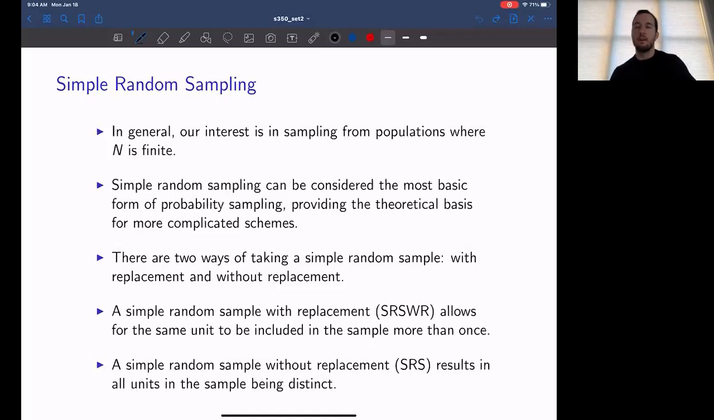All right. Now what we're going to do is start to talk about specific probability sampling schemes. So this would be the focus of the course for, I would say, at least the next month, looking at different survey sampling schemes.